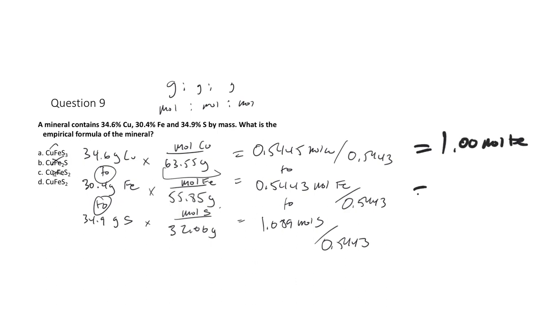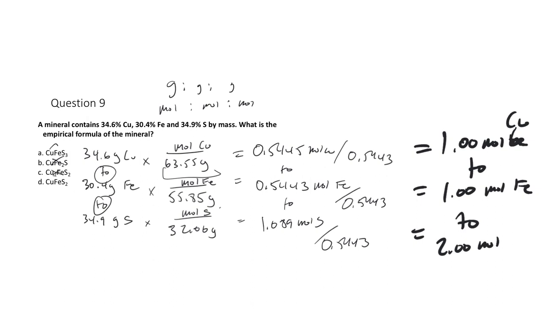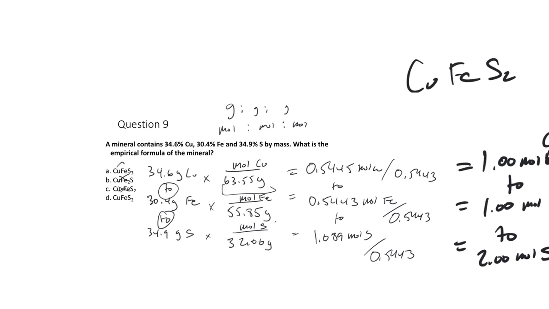So about 1 mole of copper to 1 mole of iron. I'm not worrying a whole lot about sig figs because, when we get our empirical formula, we're really just trying to get 1 sig fig out. 1.089 divided by 0.54, I can see this is going to work out pretty well. That's 2. And so my formula should be CuFeS2. That should be answer D.